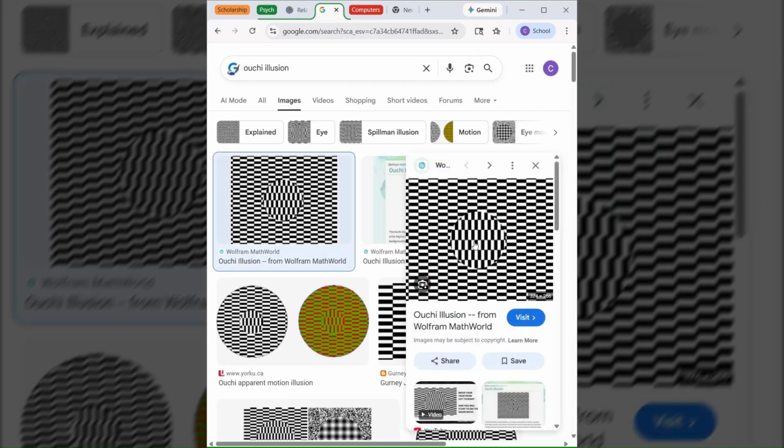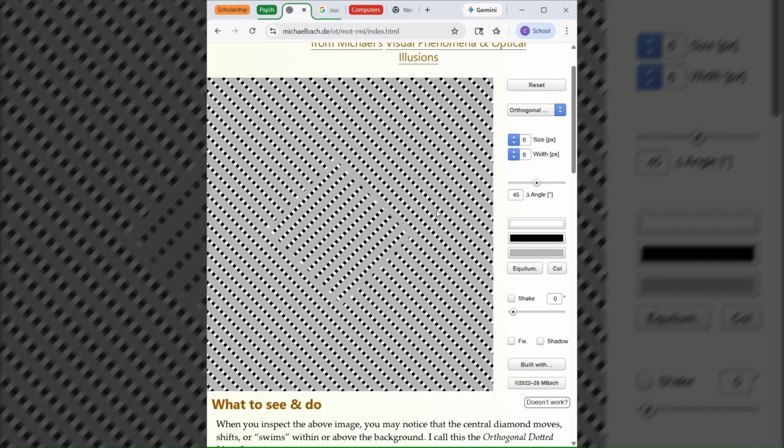So this is the Ouchi illusion. This is where motion is perceived because the visual system eliminates motion perpendicular to edges and struggles with patterns that are orthogonal. That means these lines are at an angle like this, and that's why this illusion works with the eyes. But if it was perpendicular, up and down, you wouldn't get the shaking effect.